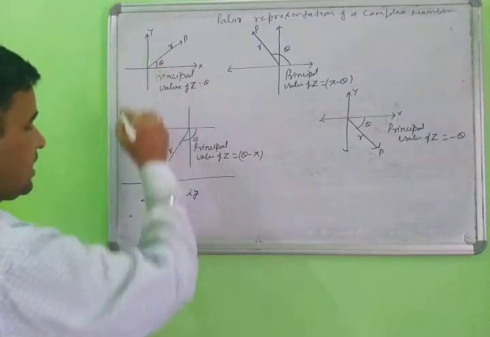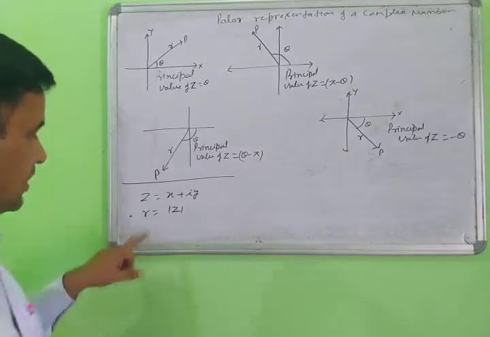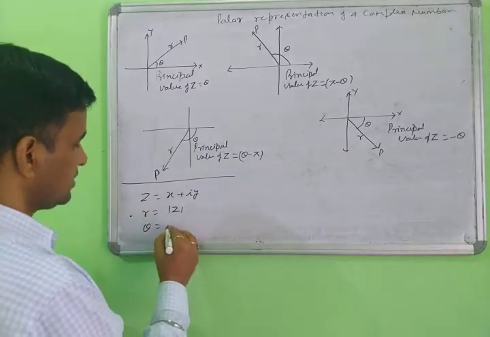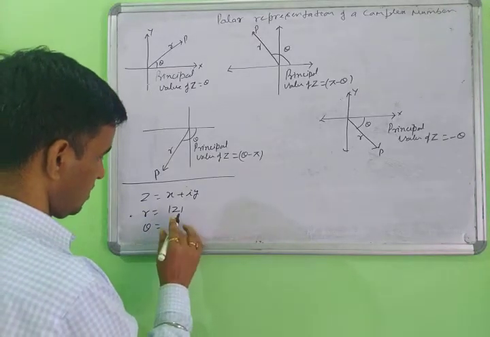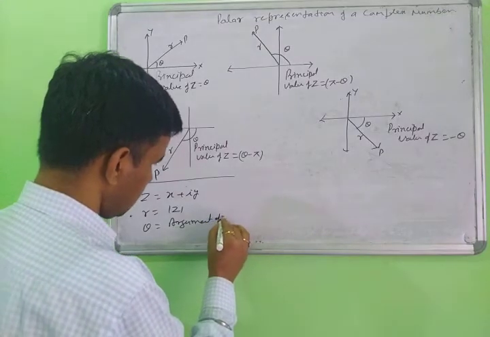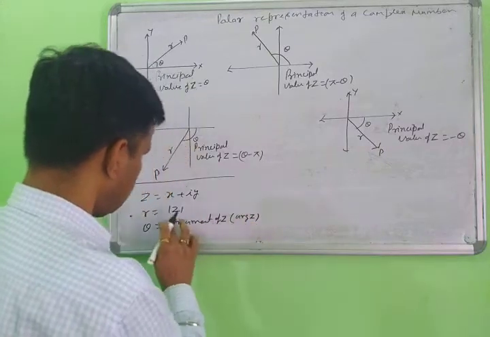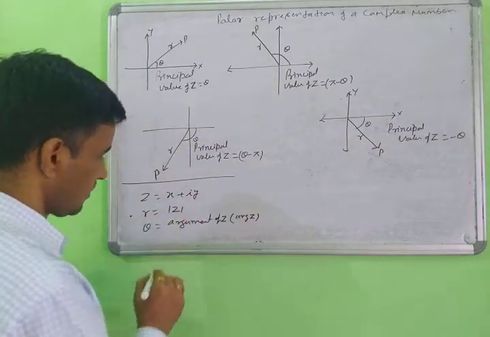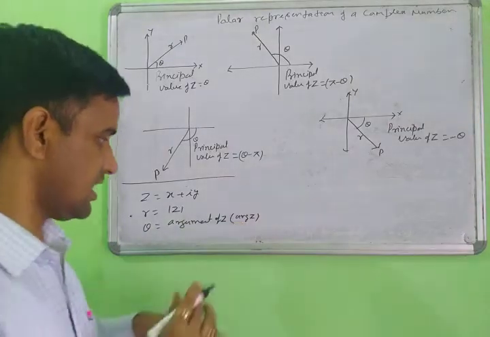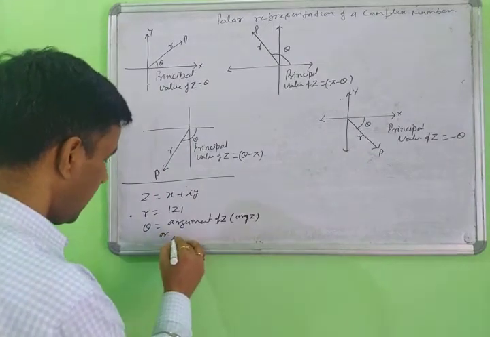Then you can write here theta and r. So r equals the modulus of z. What is the value of r? Modulus of z. And theta here is called the argument of z. In short form you can write arg z. Otherwise you can say amplitude.